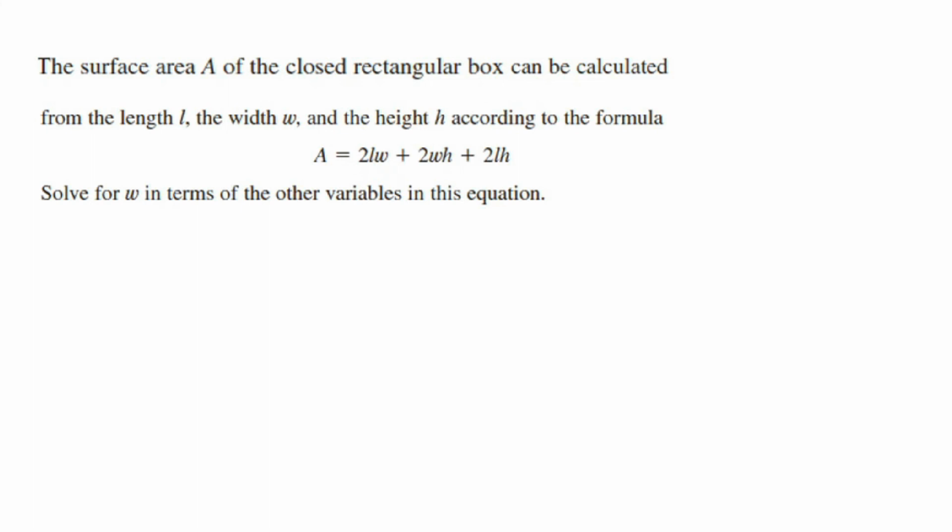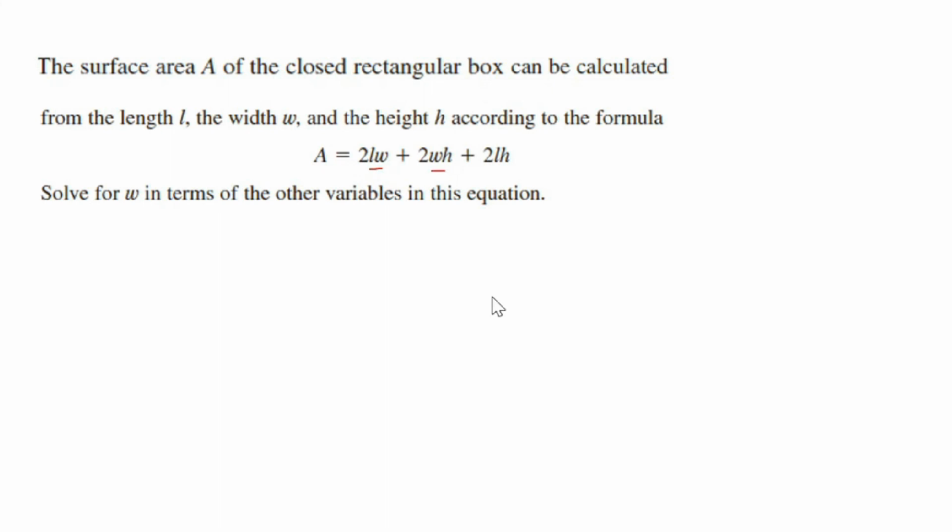So next we have here, the surface area of the closed rectangular box can be calculated from the length L, the width W, and the height H according to the formula of A equals 2LW plus 2WH plus 2LH. That is the formula for the rectangular box. We are asked to solve for W in terms of the other variables in this equation. So we are trying to solve W, but I have also W in the other term.